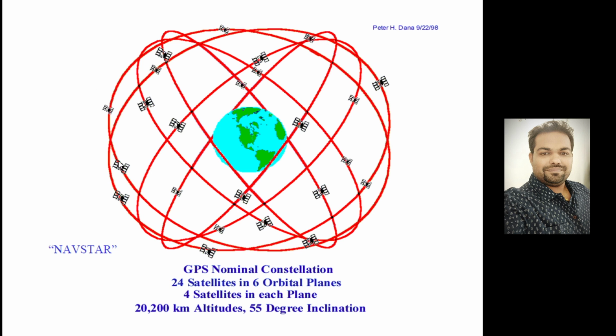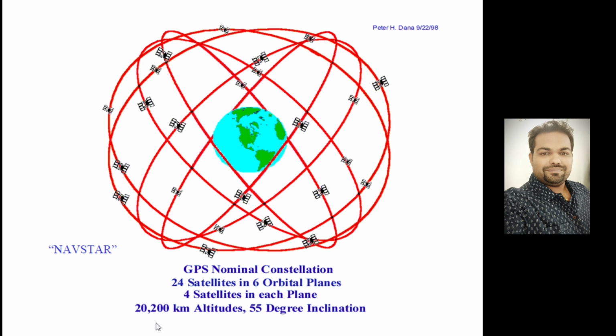So the GPS nominal constellation has 24 satellites in six different orbital planes. In every plane, you will find four satellites, right? The minimum requirement is four satellites. So four satellites will give signal to a single receiver, and the receiver will tell the exact location and velocity of the object.